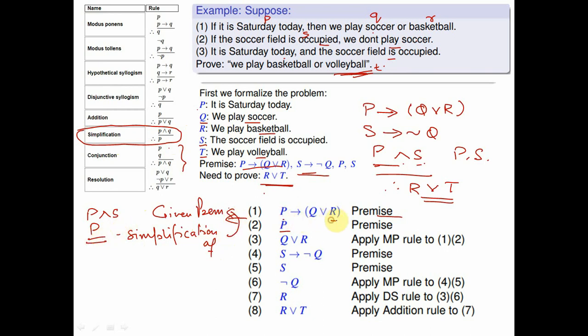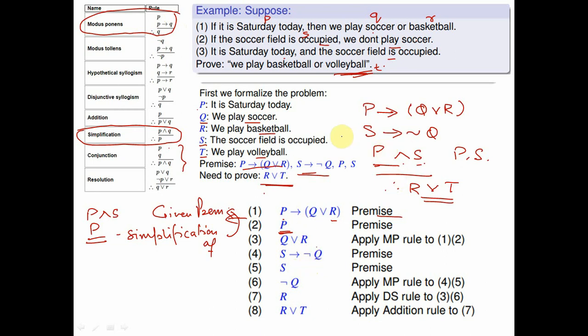So P implies Q or R, and P. That means I'll use modus ponens over here. So I'll get Q or R.